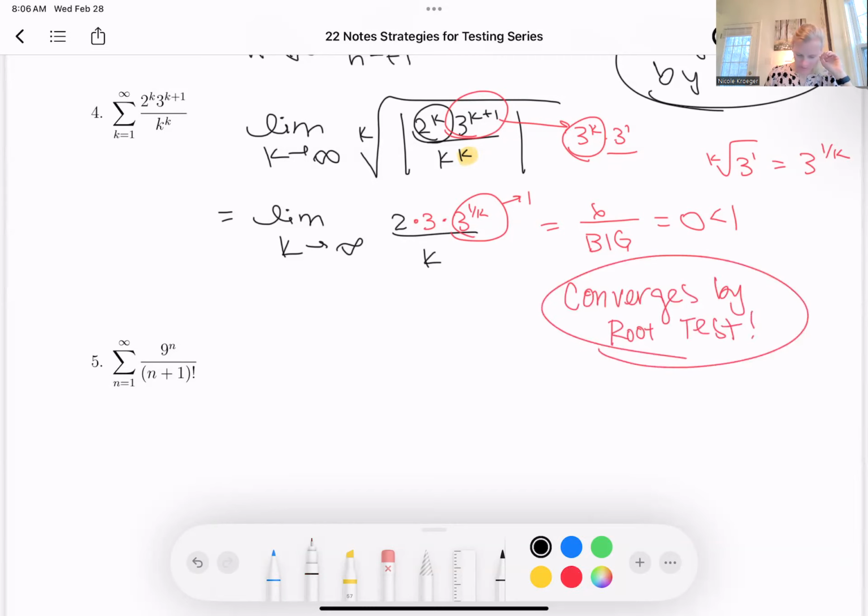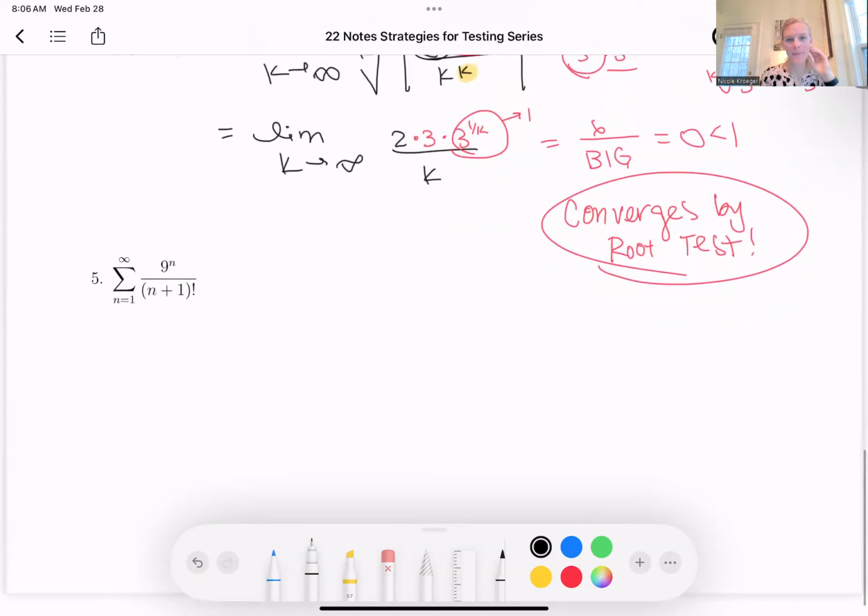Okay, this video is a little bit long, but I think it's good to see a lot of examples, and hopefully you've tried some of these on your own. This last one has a factorial in it. Seeing a factorial always tells me to try the ratio test. So I'm going to try a ratio test here.